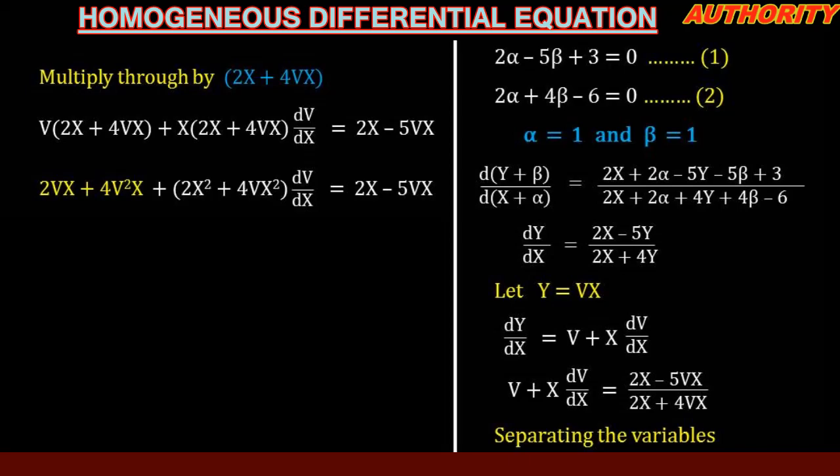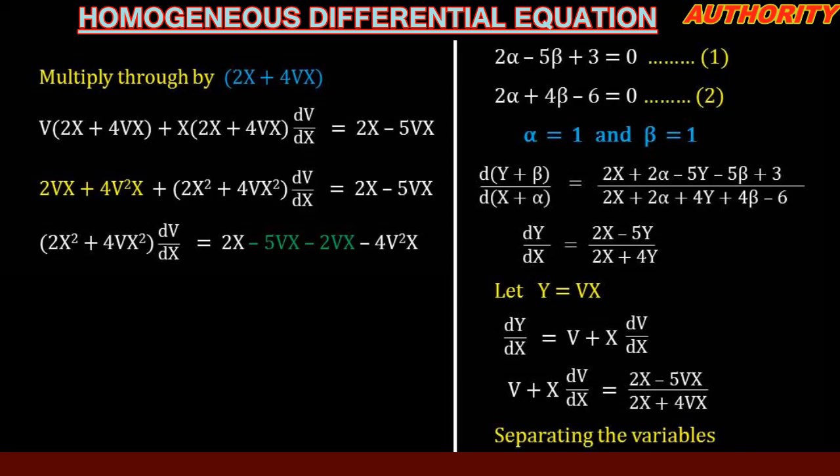All right, good. Now we're going to take this 2vx plus 4v squared x to the other side, to the right hand side. So they will turn to negative, right? Good. That means we're going to have 2x squared plus 4vx squared in bracket dv all over dx is equal to 2x minus 5vx minus 2vx minus 4v squared x.